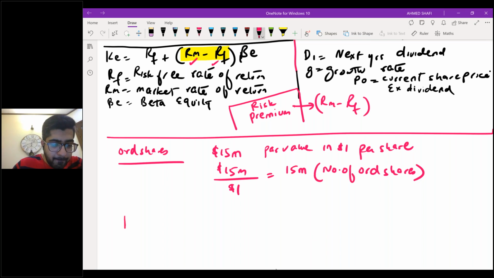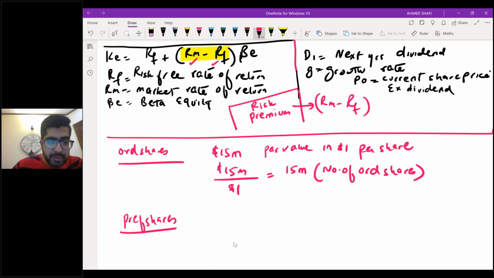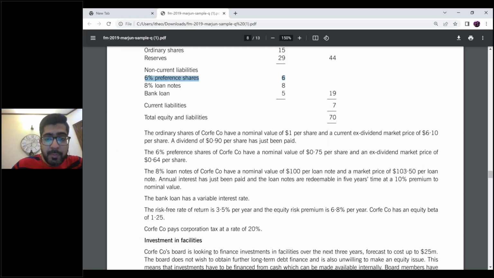Similarly, if you talk about preference shares, I can see the 6% preference shares in the balance sheet at 6 million. So the worth of preference shares is $6 million. And it says the 6% preference shares have a nominal value, par value, of 0.75 per share.